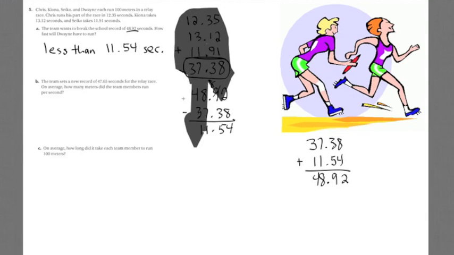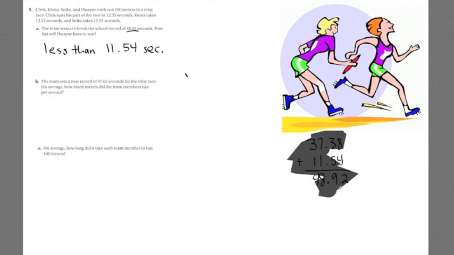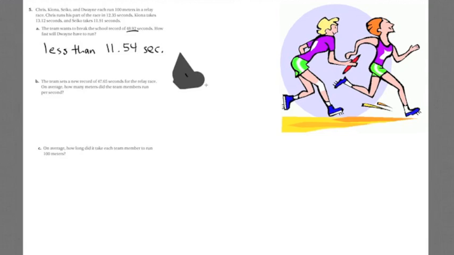So moving on to B. So B asks us, it says the team sets a new record of 47.65 seconds for the relay race. On average, how many meters did the team members run per second? So a lot of people in class had a hard time with this question. So I'm going to ask an easier question.